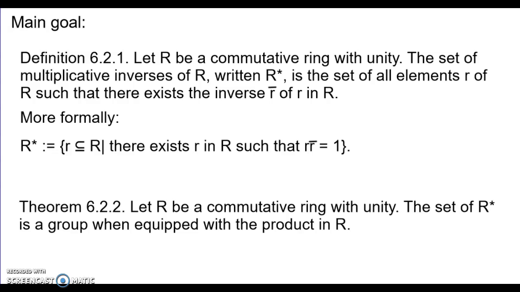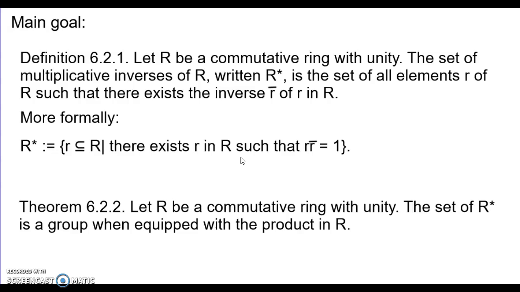So definition 6.2.1 says, let R be a commutative ring with unity. Then the set of multiplicative inverses of R, written R star, is the set of all elements r of R such that there exists an inverse, which I'm going to call r bar, in R. So more formally, R star is defined as all small r belonging to R such that there's always an inverse in there, such that when you take r times its inverse, you get 1. So that's our backstory a little bit there.